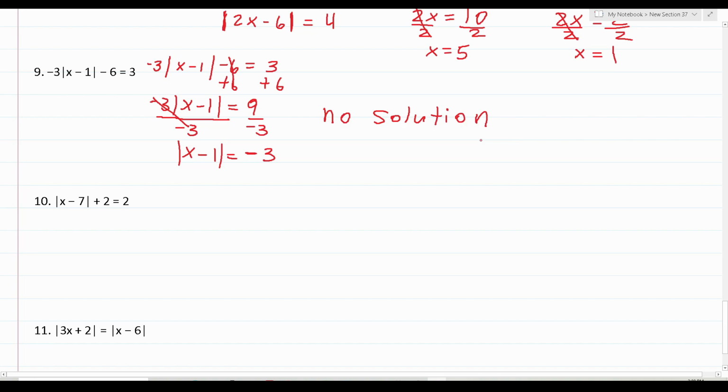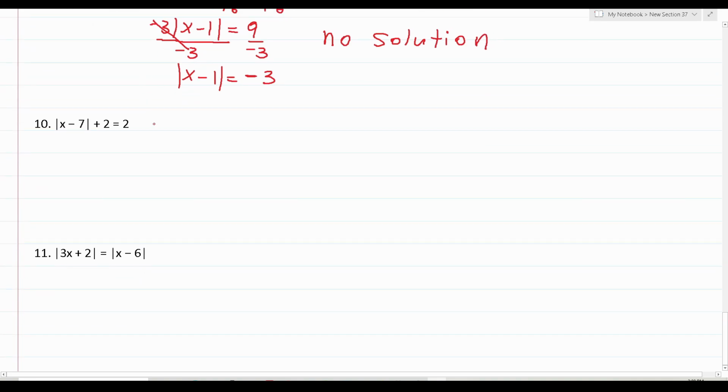All right, let's move on to number 10 now. Number 10 says the absolute value of x minus 7 plus 2 equals 2. So again, we have the absolute value of x minus 7 plus 2 equals 2. The very first thing we want to do is get this absolute value by itself, or isolate it. So we're going to subtract 2 from both sides to start. This will cross out, leaving you with the absolute value of x minus 7 equals 2 minus 2, which is 0.